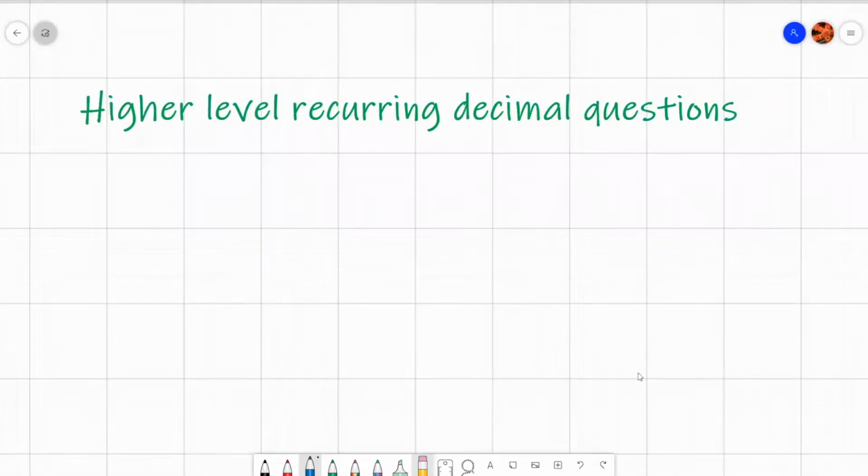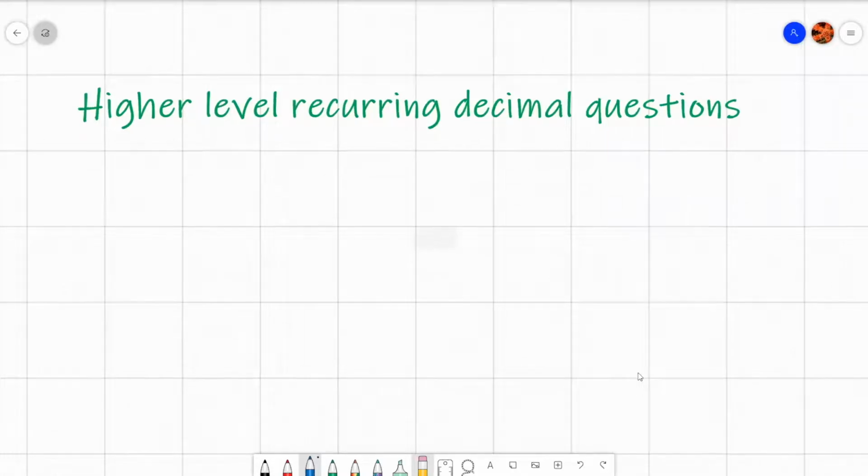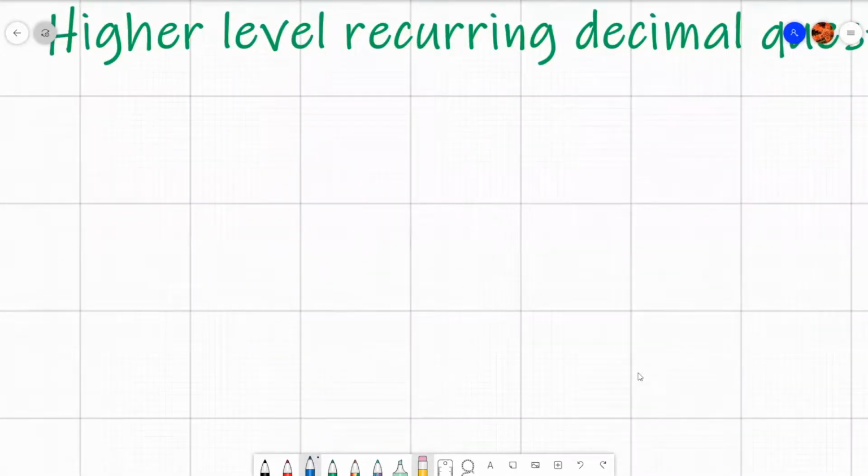Hi everyone, in today's lesson we will be looking at answering high-level questions to do with recurring decimals. So let's have a look at a question. Change 0.45 recurring into a fraction.